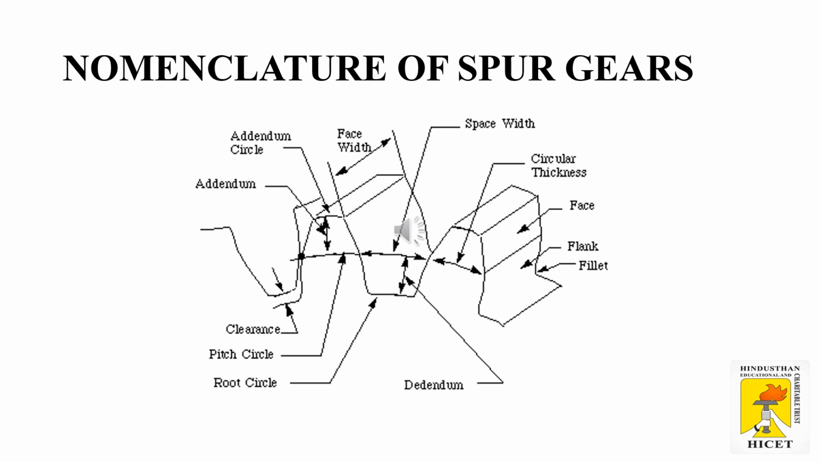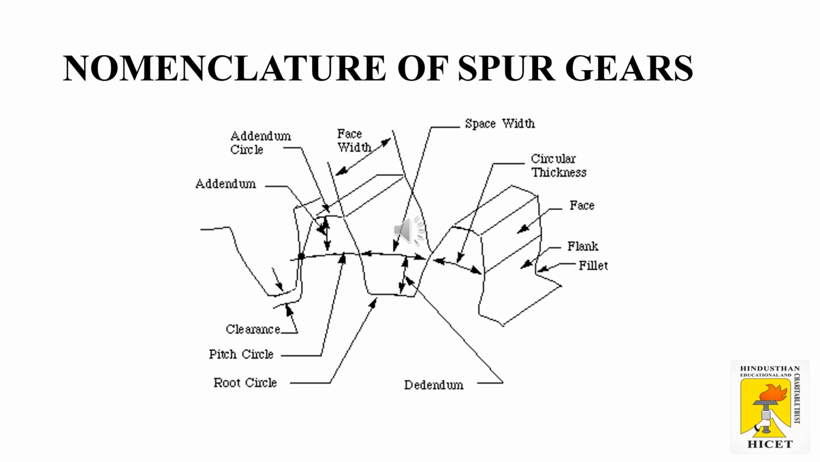And the working depth is the radial distance from the addendum circle to the clearance circle. Next, tooth thickness, also known as circular thickness, is the width of the tooth measured along the pitch circle.